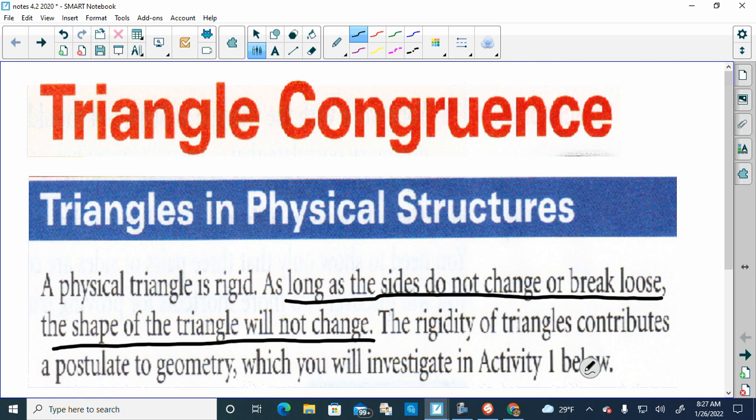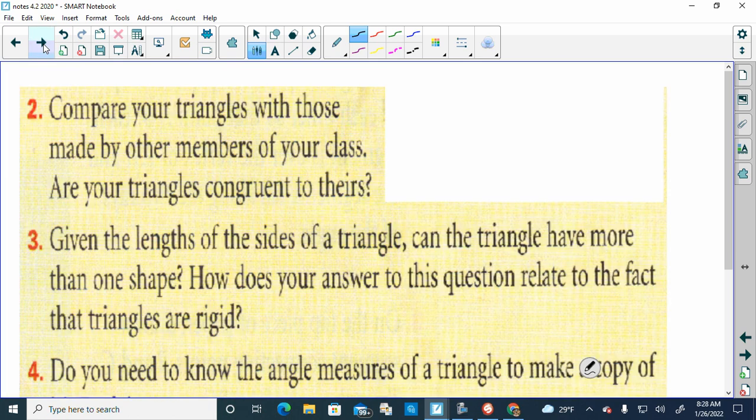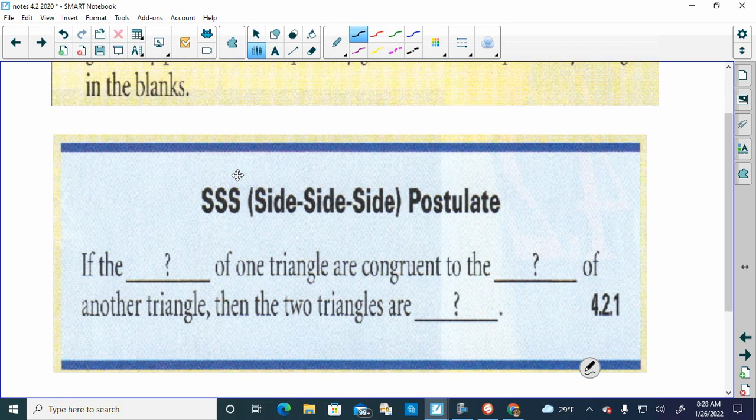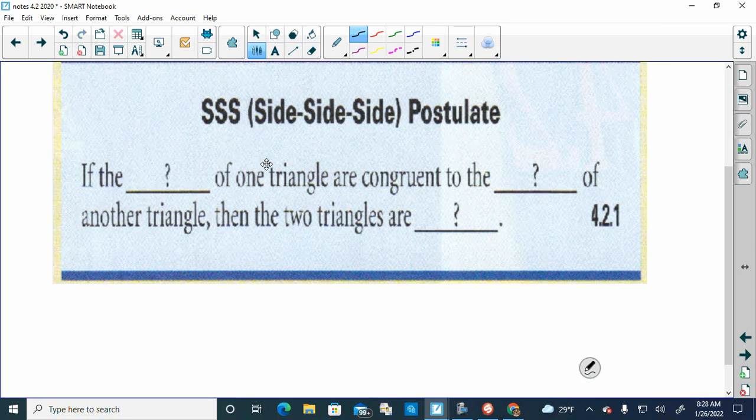Then we jumped down, we did our activity number 2. So we're going down to number 3 and filling in our postulate that was part of activity 1. This one was at the bottom of your notes. So if the sides of one triangle are congruent to the sides of another triangle, then the two triangles are, what do you think? Congruent. We'll just put this symbol, unless you want to write out the words, you can write out the words.